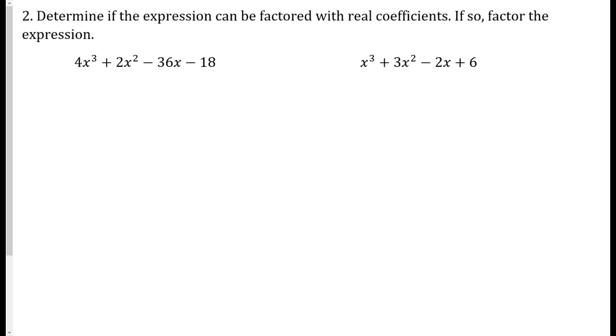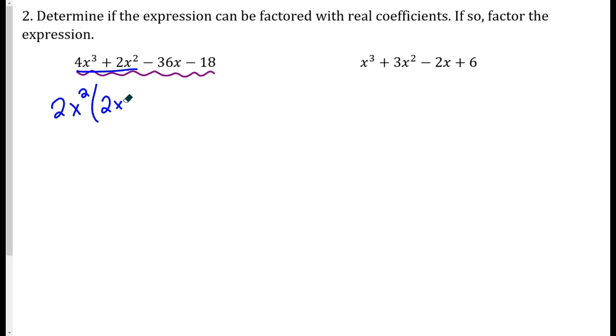Number 2, determine if the expression can be factored with real coefficients. If so, factor it. So, can I factor these expressions? Again, a cubic polynomial with 4 terms, I'm going to look at, can I group it? So let's look at the first 2 terms. 4x cubed plus 2x squared. Well, I can definitely take a 2 out. X cubed and x squared, I can take an x squared out.